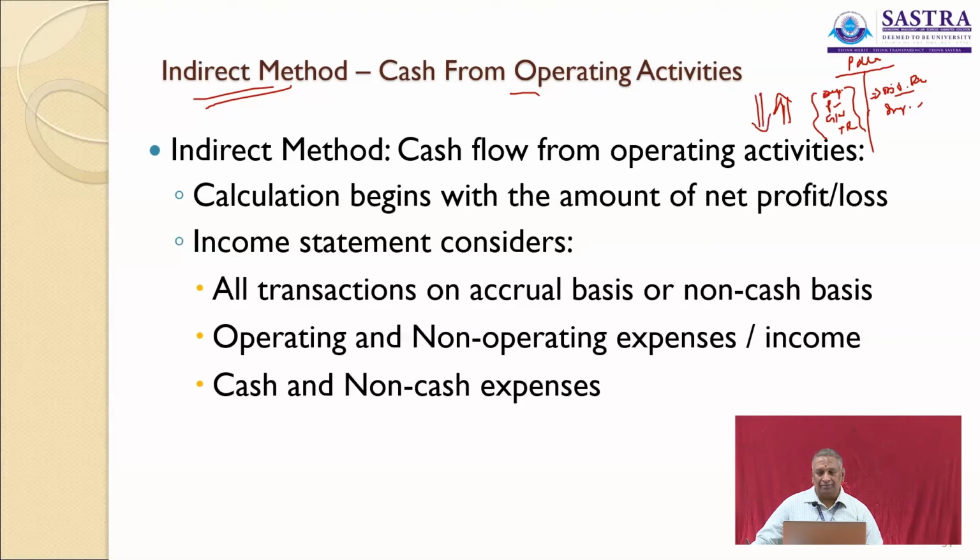So the profit, finally arrived at using the profit and loss account, will have the impact of the debit of non-cash items and the non-operating income on the credit side of the P&L and the debit side of the P&L account. So now we are going to reverse it to know only the cash profit.